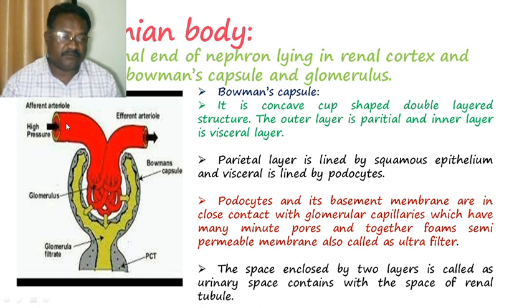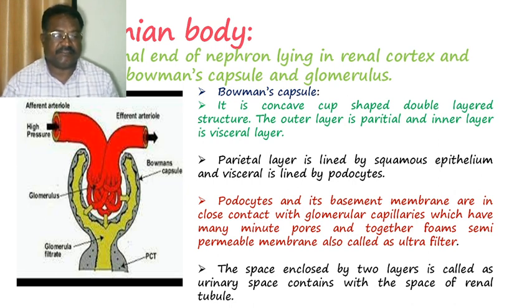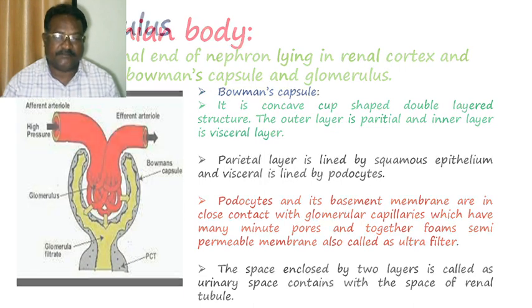Now this is the Malpighian body, that is the glomerulus and the Bowman's capsule. Note the podocytic cells of the inner layer, which are porous. The glomerulus is the capillary network of the blood, and it has small pores formed by the semi-permeable membrane, which is used for the ultrafiltration of the blood.